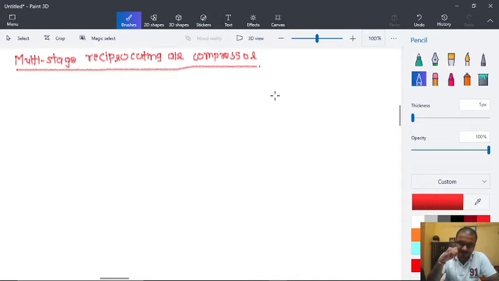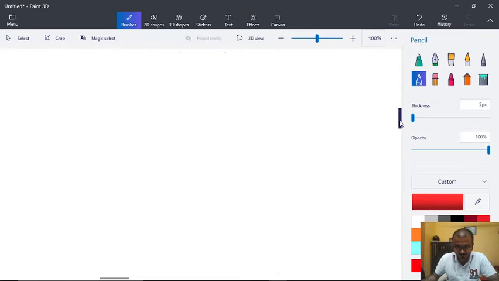So first of all, it is necessary to understand why we actually require multi-staging of compression. So let's understand this fact with the help of a PV diagram.